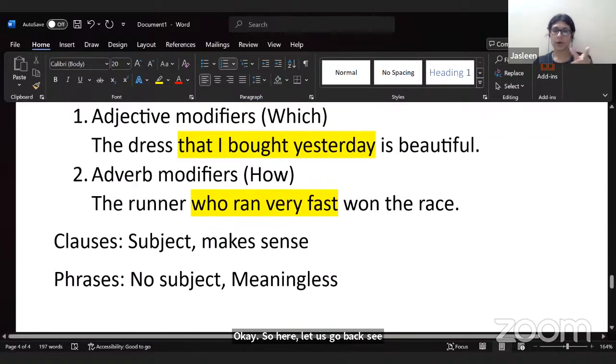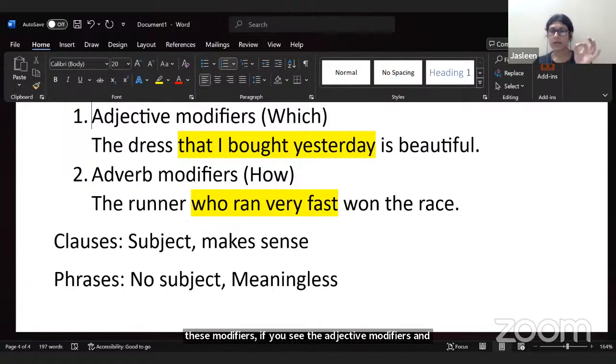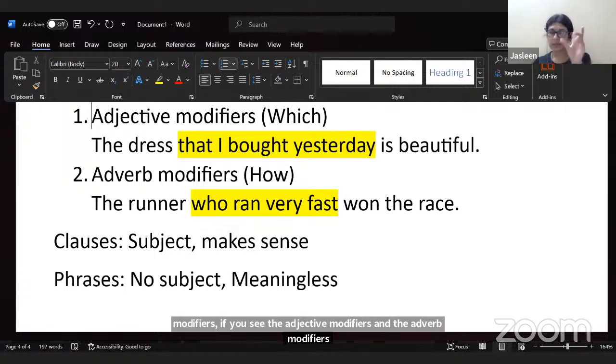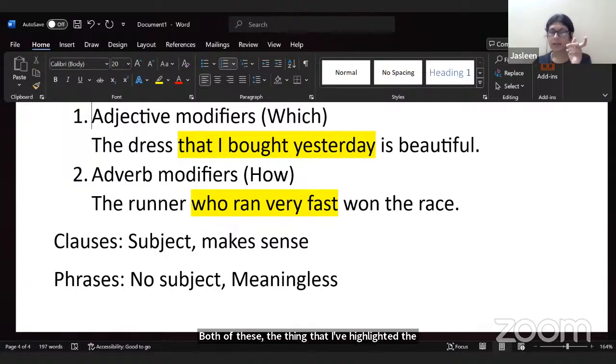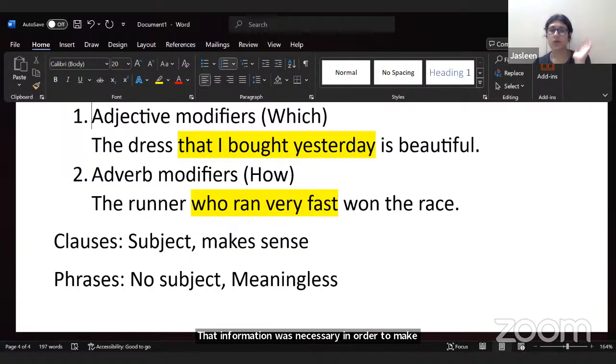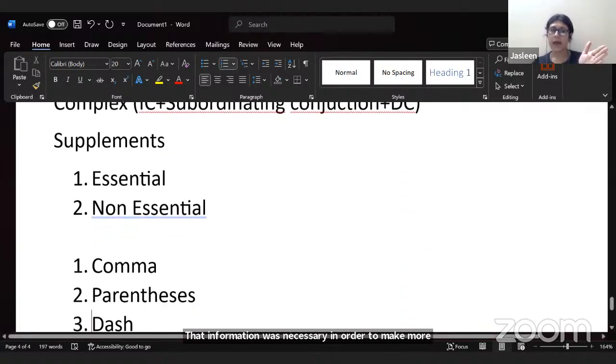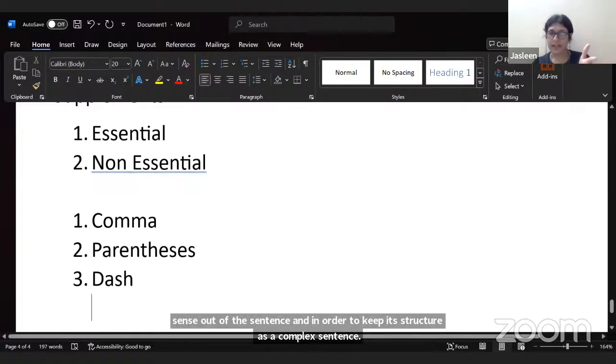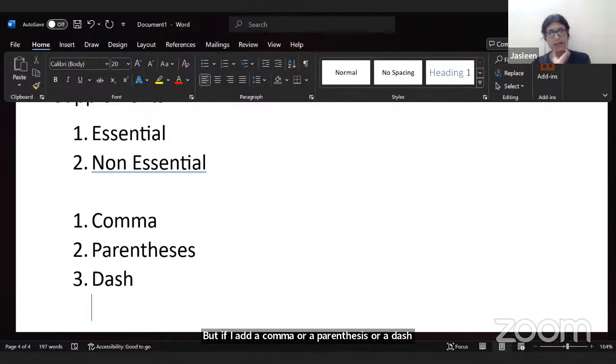So here, let us go back. See, in these modifiers, the adjective modifiers and the adverb modifiers, just look at them carefully. Both of these, the modifiers that I have highlighted, are essential supplements. They are providing additional information that is important. If you remove them, though the sentence will make sense, that information was necessary to make more sense out of the sentence and to keep its structure as a complex sentence. But if I add a comma or a parenthesis or a dash along the sides of some additional information, then it makes it a non-essential supplement.